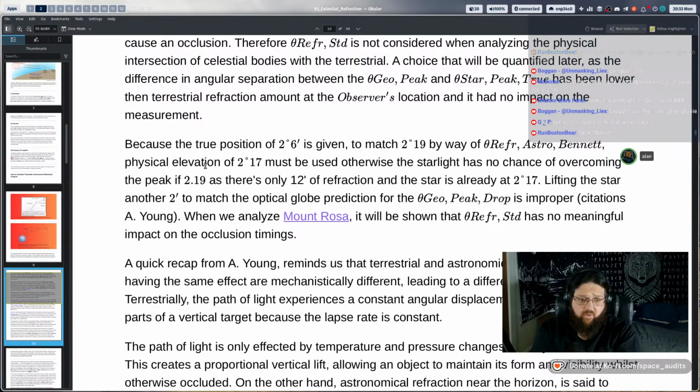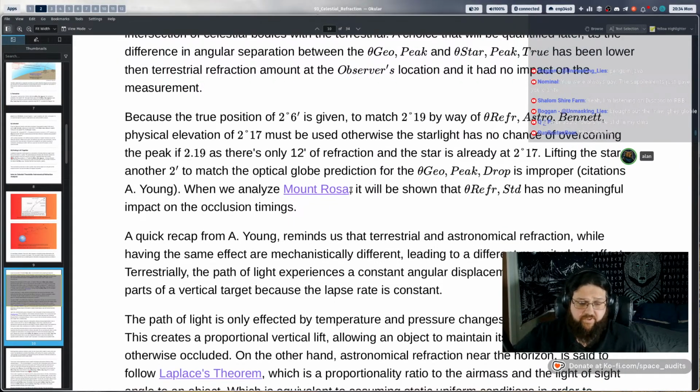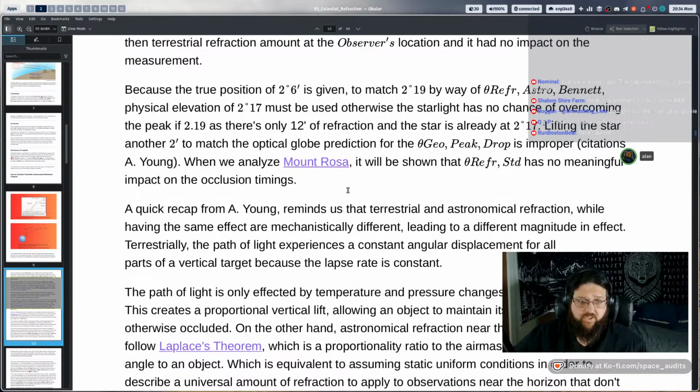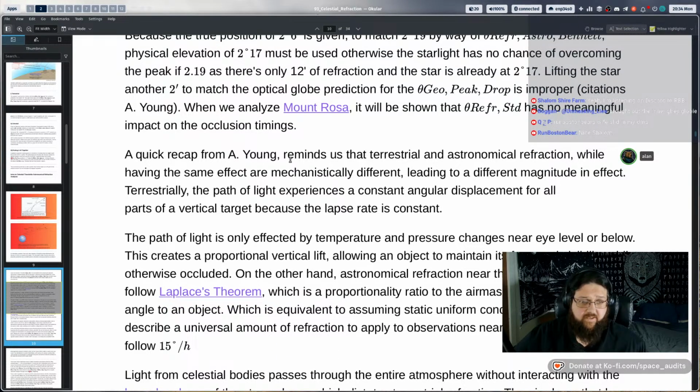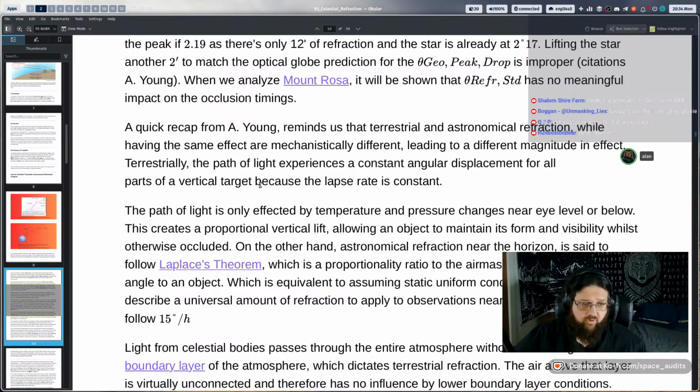When we analyze Mount Rosa, it will be shown that the standard refraction has no meaningful impact on the occlusions. We have an occlusion separation difference in the arc seconds, and the terrestrial refraction is 2 arc minutes there. So if it was present in these measurements, it would affect that, but we'll cover that in more detail as we continue.